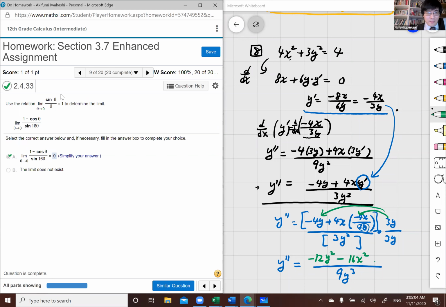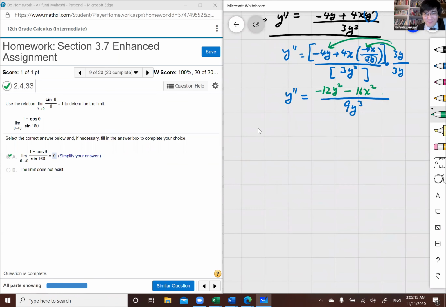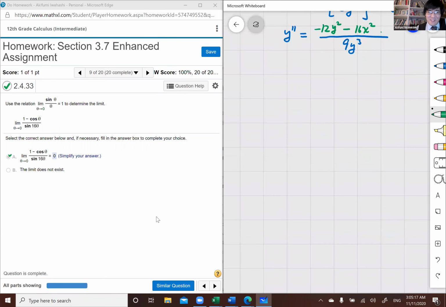Okay, this is just a review question. It's nothing related to section 3.7, but let's do this one. Of course, this is important. The formula is already given here. So this is just a review question, number 9.